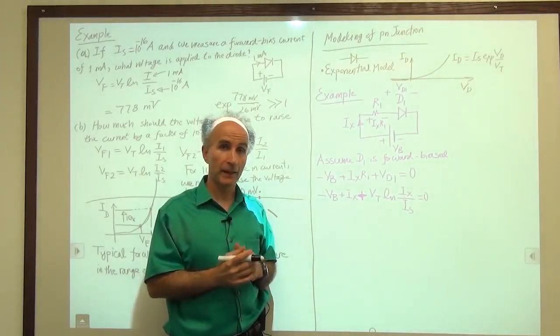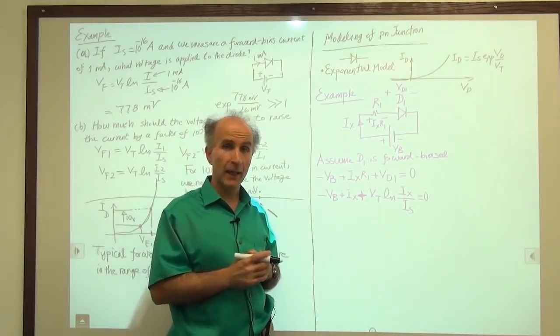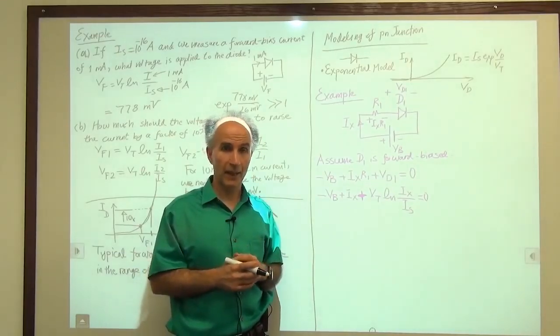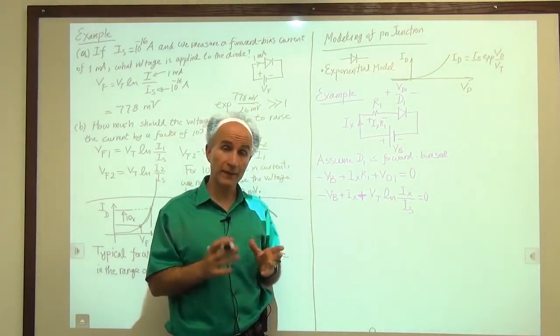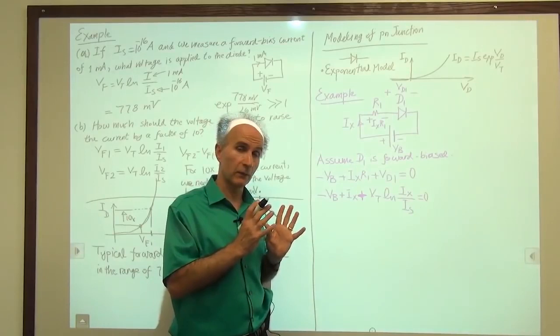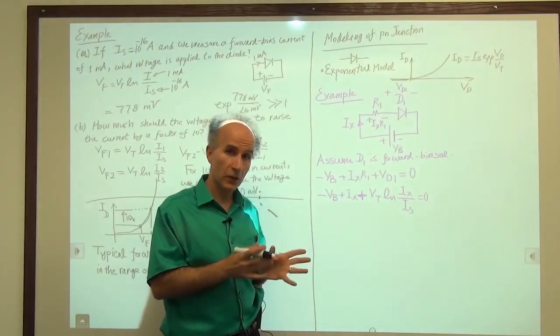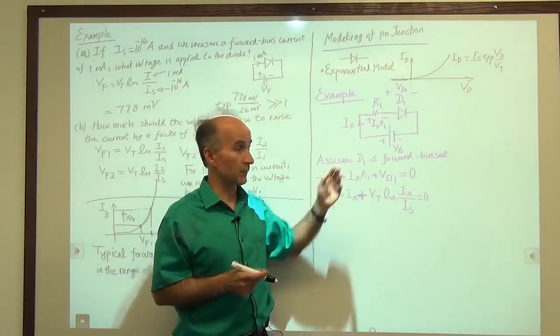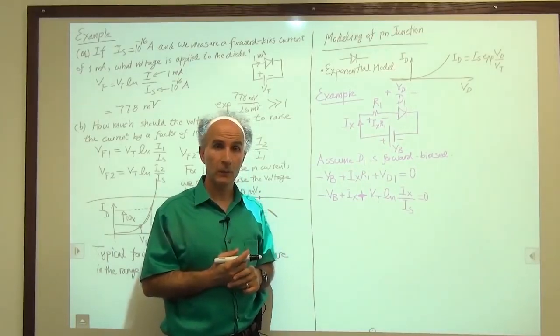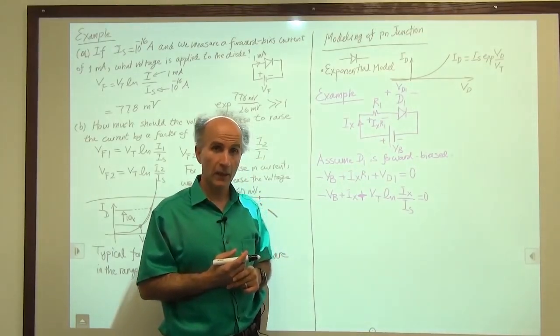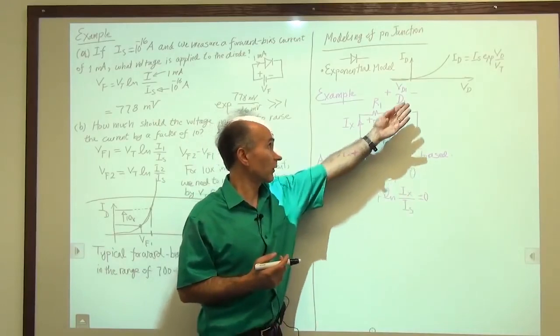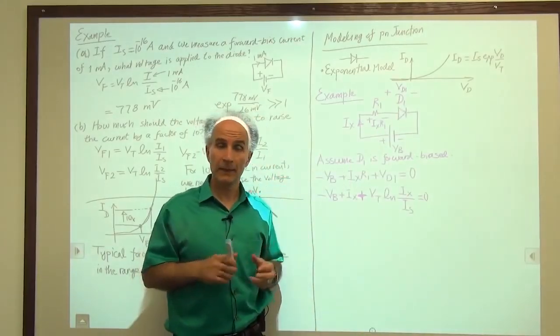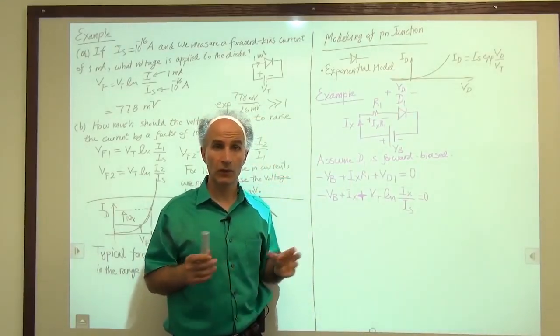And that model exists, and that's something that we will talk about in the next lecture. So in this lecture, we talked about the forward bias region and the fact that it's an exponential relationship. But next time we will look at a simplified model that doesn't have this exponential in it, but it allows us to attack more complex circuits.